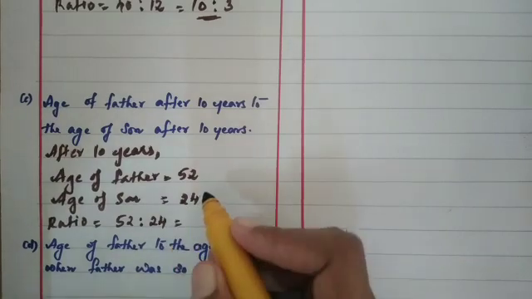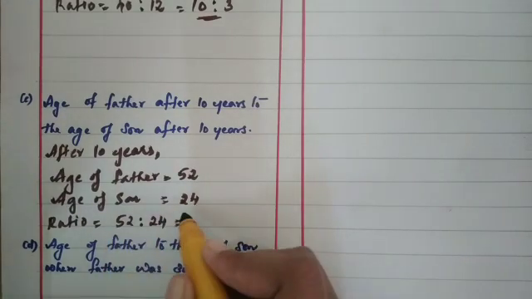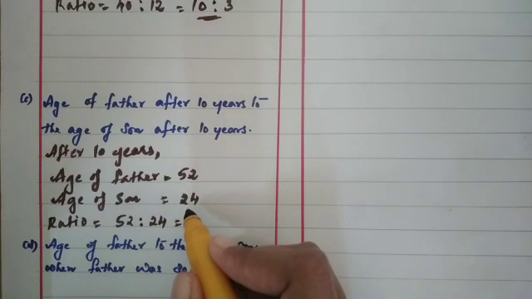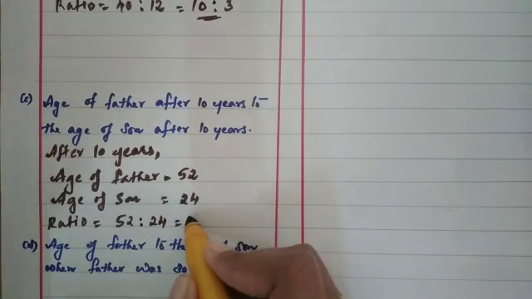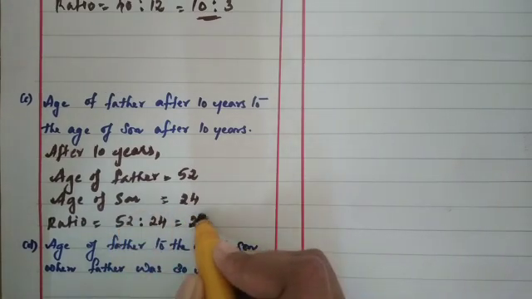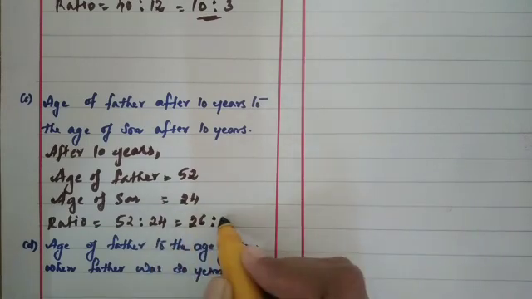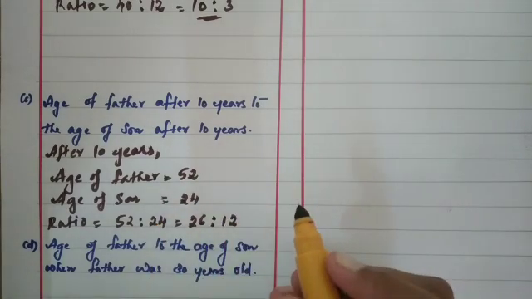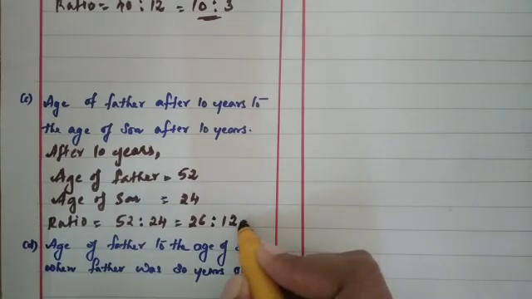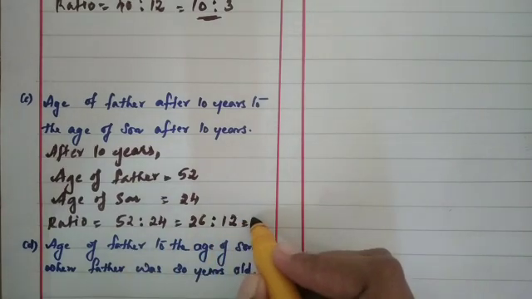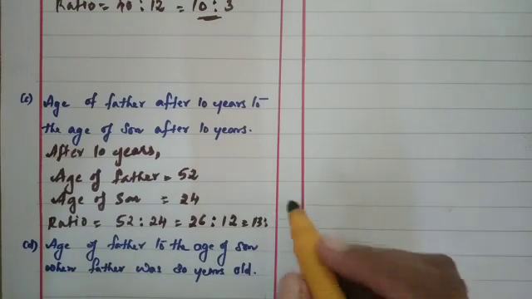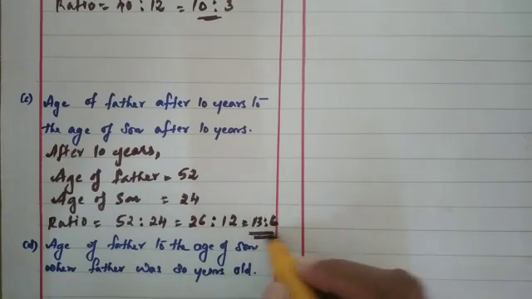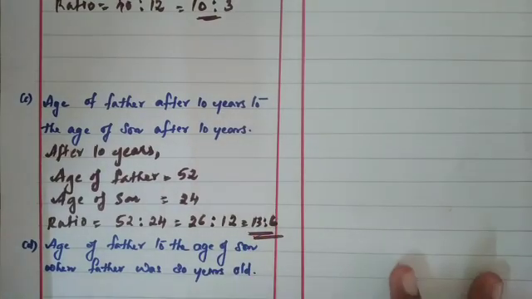Here 2 is the common factor. You have to reduce it into simplest form. 2 2s are 4, 1 remainder, 12. 26 is to 12. Again both are even numbers, 2 is the common factor. 13 2s are 26, 6 2s are 12. 13 is to 6 is the ratio.